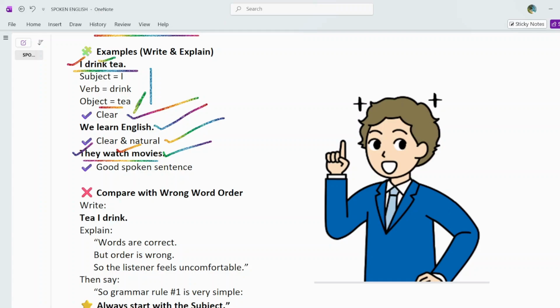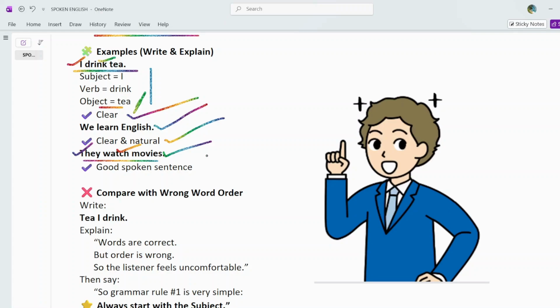Another example is we learn English. Here, again, the subject is we, the verb is learn, and the object is English. Again, very simple, normal, natural, spoken English. As I told you, another example is they watch movies. The same drill applies for that sentence as well.